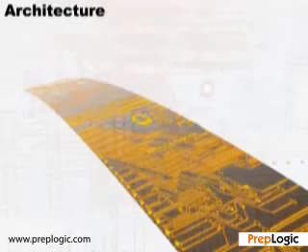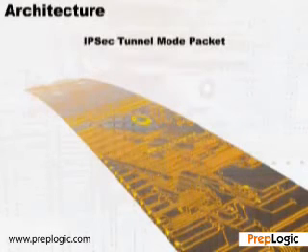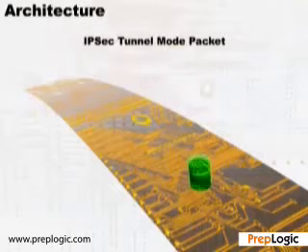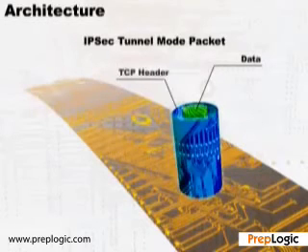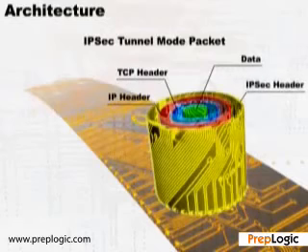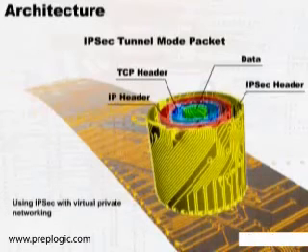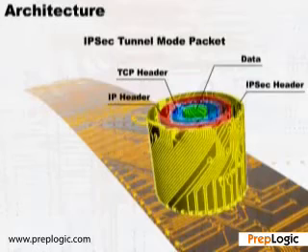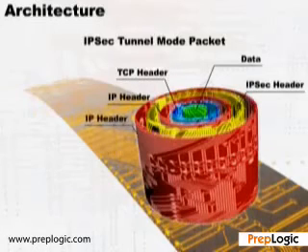Now we can also use IPsec in tunnel mode. When we use it in tunnel mode, we have the data, the TCP header, and the IP header. But then we also have an IPsec header after the IP header in the end. So it's a little different than when we're using it in a protected packet mode within an internal network. In IPsec tunnel mode, what we're talking about is using IPsec with virtual private networking. And in this case, we then have another IP header on the end.